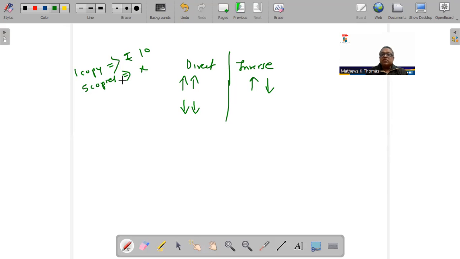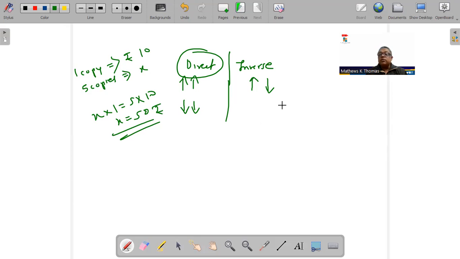So one copy is 10, 5 copies will obviously cost more. When the number of copies is increasing, the cost will be more. Copies increasing, cost increasing. So this is direct. Whenever we are having direct, we will cross multiply. X into 1 is 5 into 10. X is 50. So 50 rupees has to be paid for 5 notebooks.